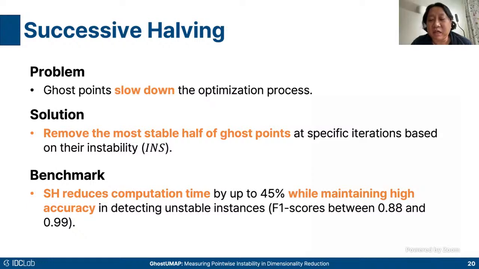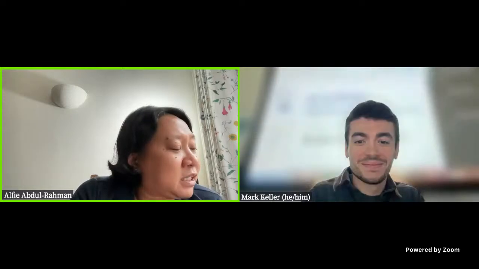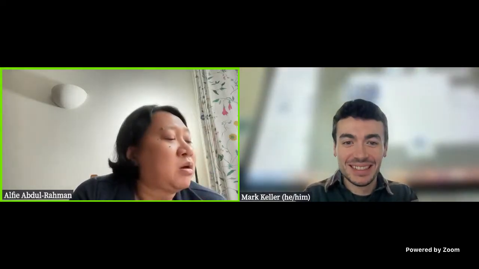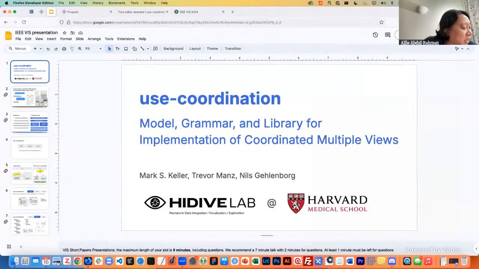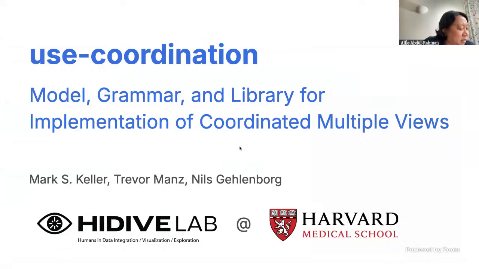Okay, that's great. Thank you very much. We are now moving on to our last paper of this session, which is going to be given by Mark Keller. The paper's title is Use Coordination: model, grammar, and library for implementation of coordinated multiple views. The authors are Mark Keller, Trevor Manz, Nils Gehlenborg. So our presenter is Mark. Welcome.